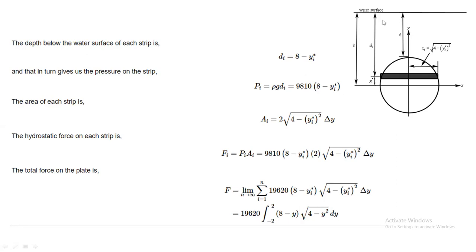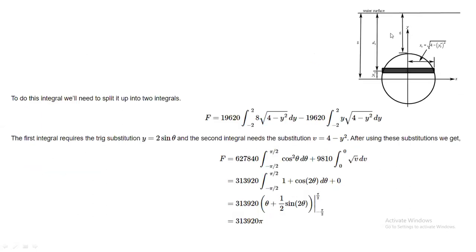The d sub I is the distance of the strip from the water surface, expressed in terms of y sub I asterisk. Again, why is it expressed in terms of y sub I asterisk? It's because the thickness or the width of your differential area or strip is delta y, because this is your y-axis. So there's a need for you to represent the d sub I in terms of y.